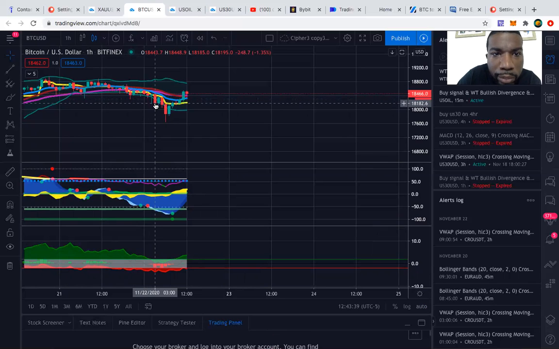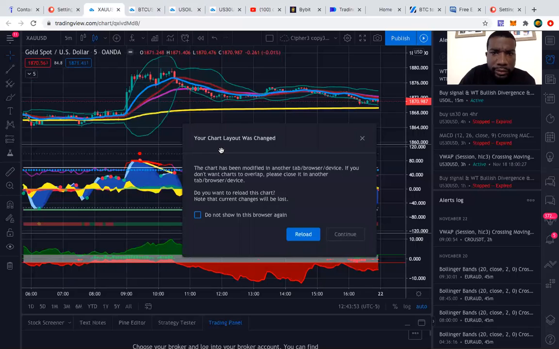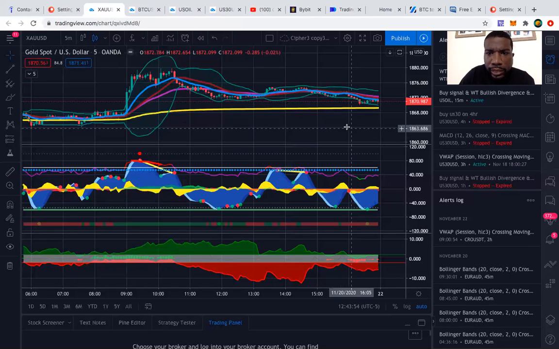So this was almost a 300 pip move on this candle alone. Even if you didn't snipe it, it went down to, oh my God, it went down to 700 pips real quick. Not bad. Gold. So what did I see here on gold?